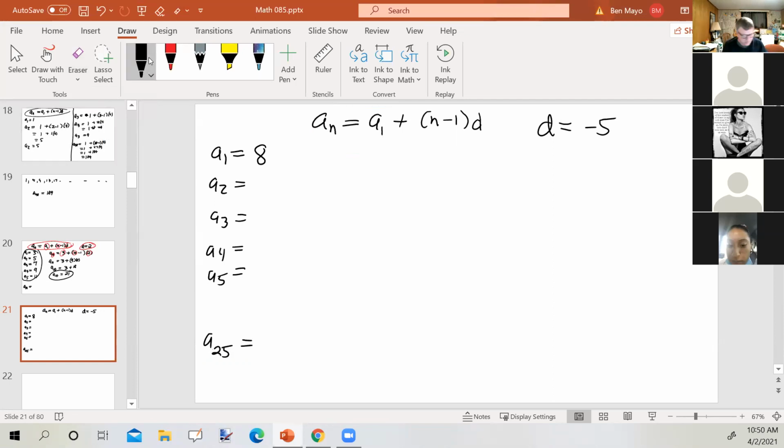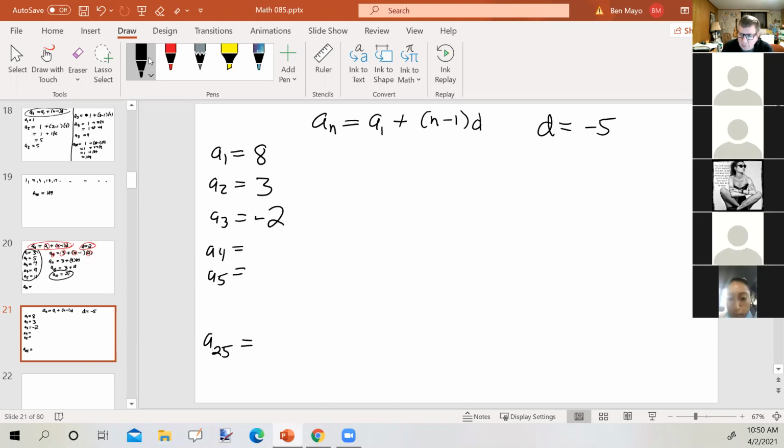Now, again, to find the first ones, I can just add the common difference for the consecutive ones. What's 8 plus -5? 3. What's 3 plus -5? -2. What's -2 plus -5? -7. What's -7 plus -5? -12. Okay, now, but you don't want to do that 20 more times, do you?